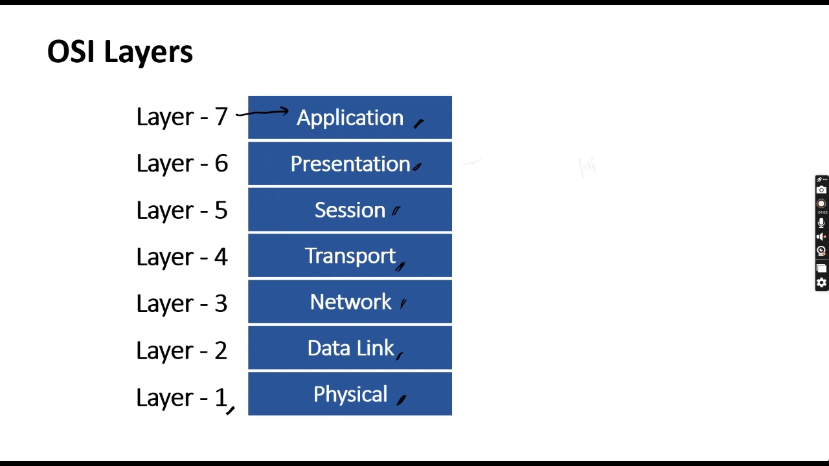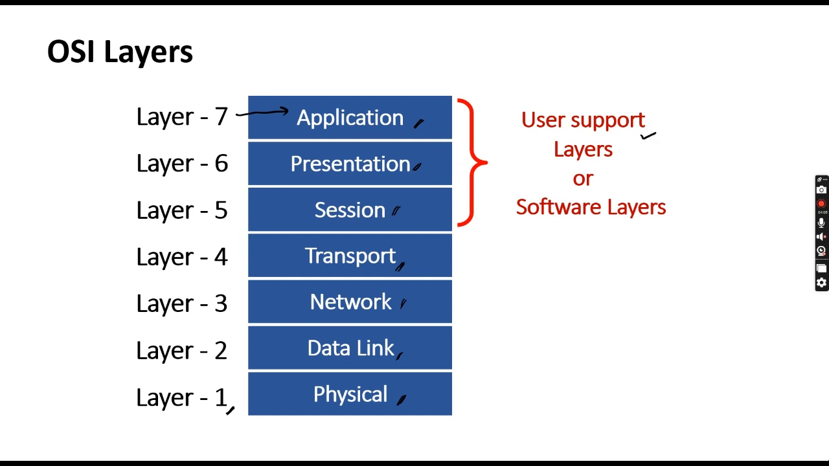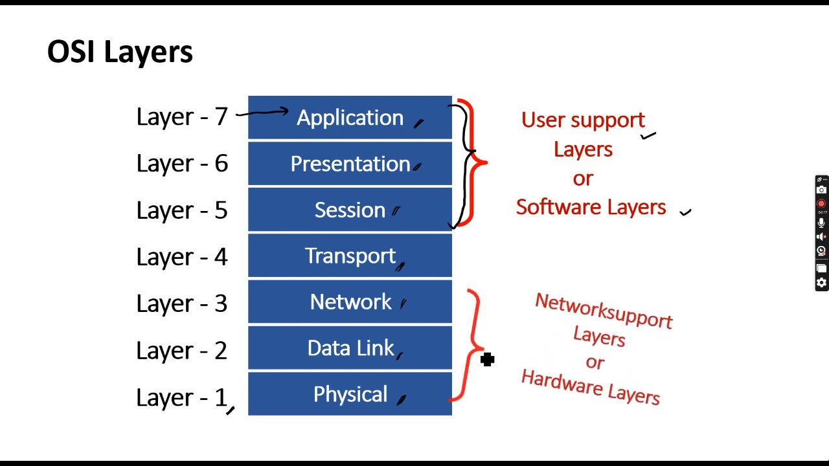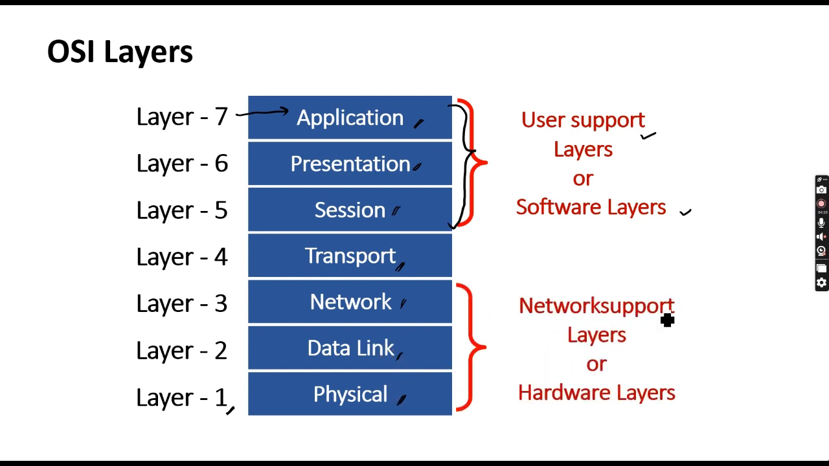Now make sure these 3 layers, application, presentation, and session, are considered the user support layers or software layers. Generally network engineers do not deal with the application, presentation, and session layers. This is all about the software people. Next, these 3 layers, network, data link, and physical, are considered the network support layers or hardware layers. The network support layers are dealt with by the network administrator. Many times you will find layer 1, layer 2, and layer 3 discussed during your routing and switching part. So for the network engineer, these 3 layers are majorly useful, and they break down your complete networking function.